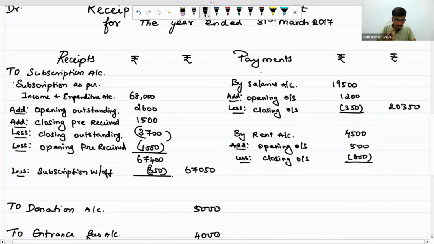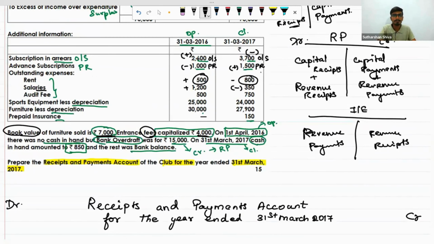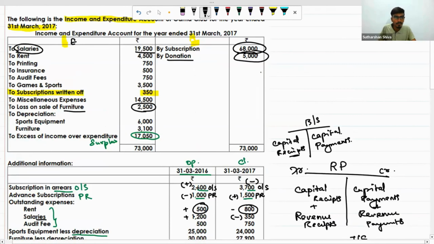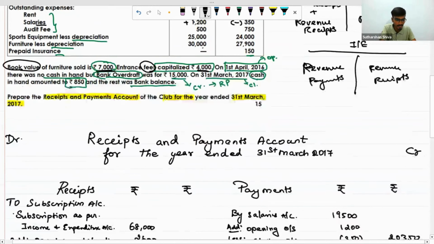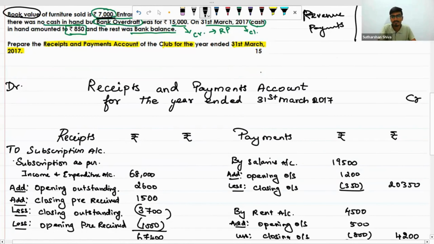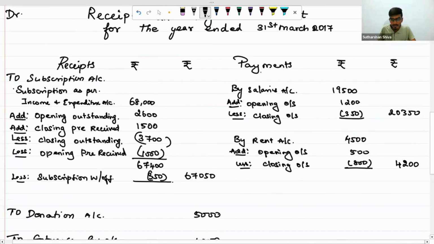Suppose if I commit any mistake in seeing the numbers, just help me through the chat box. Okay, the final value is 4,200. Next, we have come to printing. Printing is 750. Check if any adjustments are there. For printing, we don't have any adjustments. So write down directly by printing, 750.